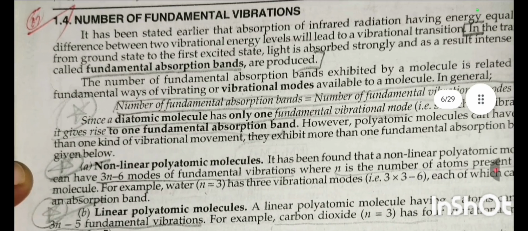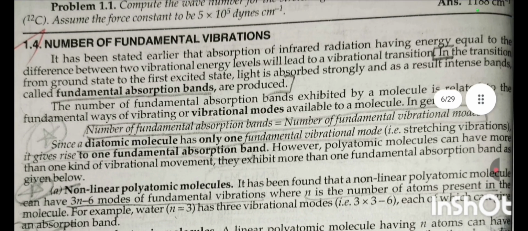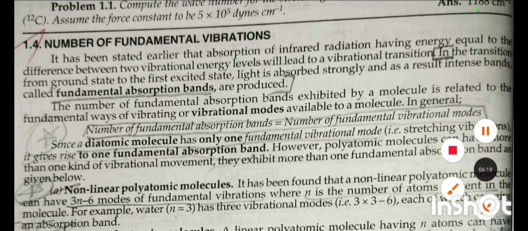Number of fundamental vibrations. It has been stated earlier that absorption of infrared radiation having energy equal to the difference between two vibrational energy levels will lead to a vibrational transition. In the transition from the ground state to the first excited state, light is absorbed strongly, and as a result intense bands called fundamental absorption bands are produced. The number of fundamental absorption bands is equal to the number of fundamental vibrational modes.